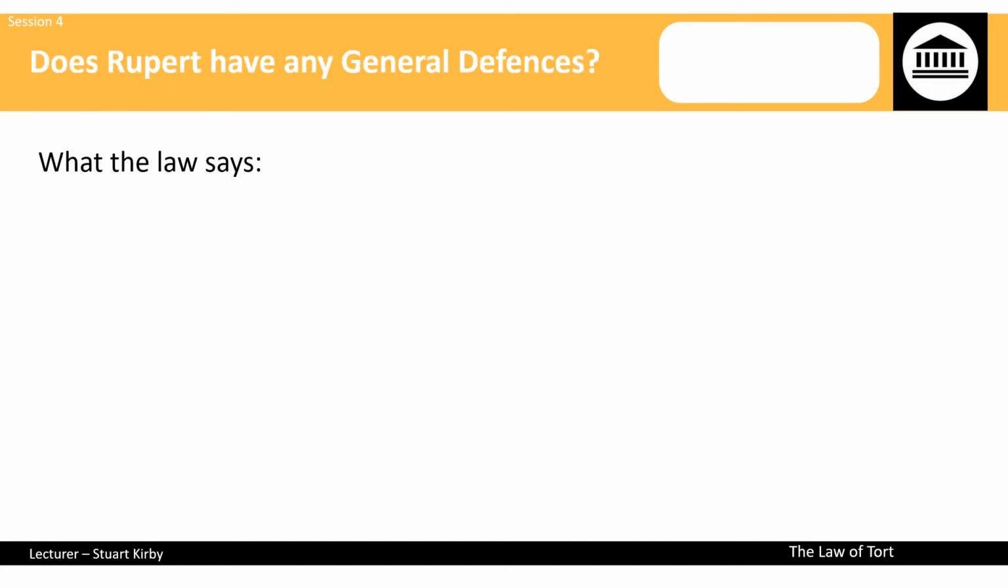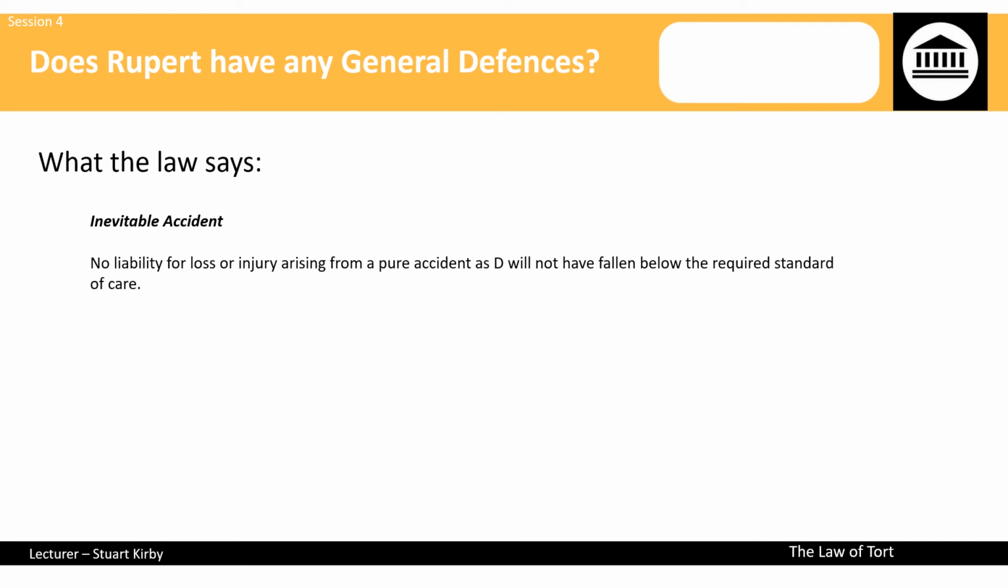So it's also important to discuss, and this isn't so important for the assignment, but if you want to include it, you can talk about other aspects, maybe relating to how Rupert could defend himself. There are some situations where Rupert would not seem to be liable. For example, under the idea of inevitable accident: no liability for loss or injury arising from a pure accident, as D will not have fallen below the required standard of care. So we're talking about a pure accident, and there's plenty of those on the road.